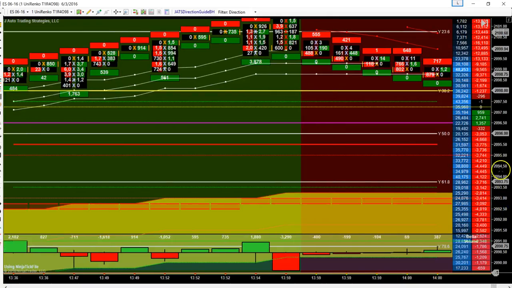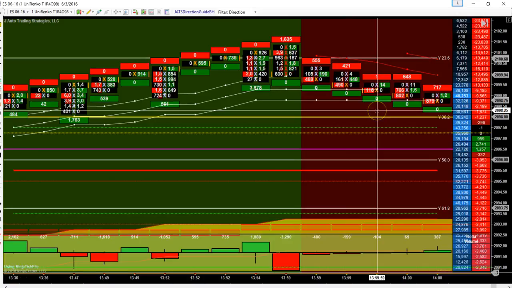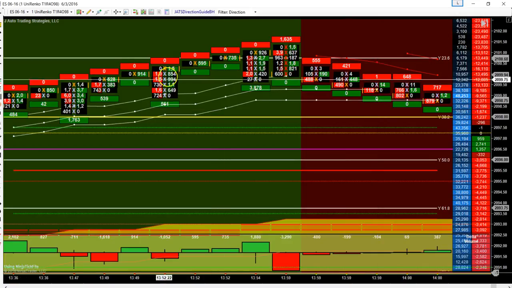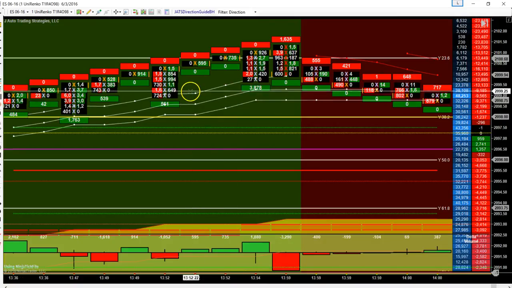And then how do you know when to take it off? Boom. Okay. Available in the weekly subscription room. These white lines are the same bands as you see on my chart for volatility.